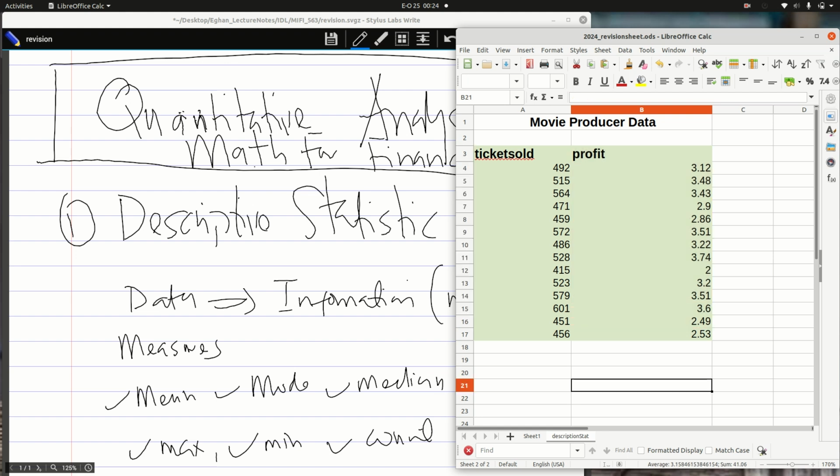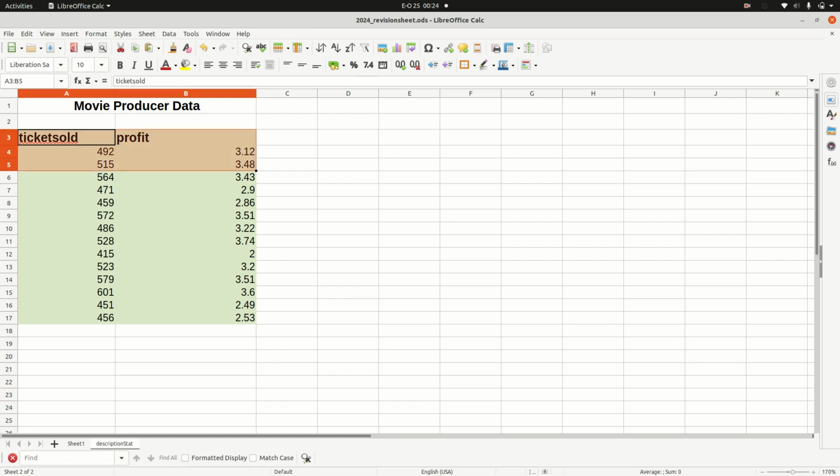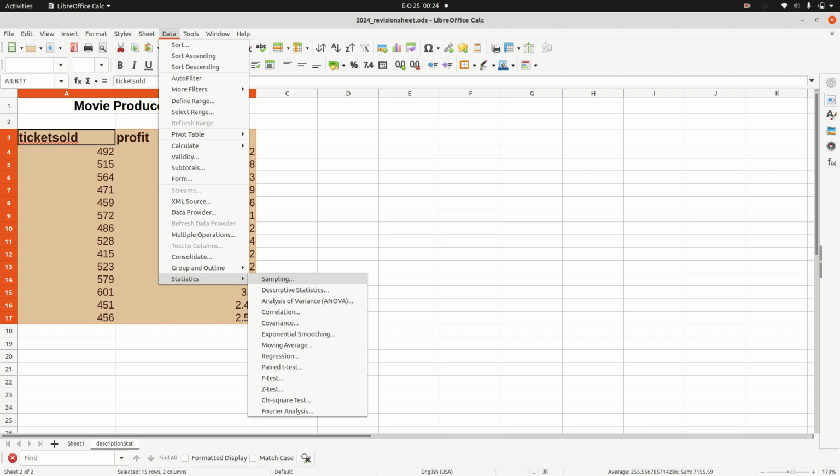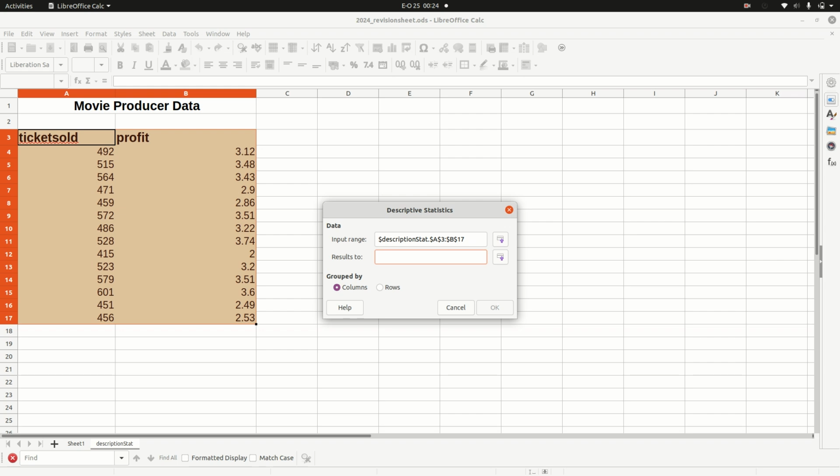So if I want to find the descriptive statistics, what I do is highlight the data, go to Data here, move to Statistics, and then click on Descriptive Statistics. It means I'm describing the data. It has asked for the input range, which we have selected. It is A3 to B17 from the Excel sheet. Result two, let's paste it here. It is grouped by columns. It is in column form. It means a vertical arrangement of the data sets, not horizontal.